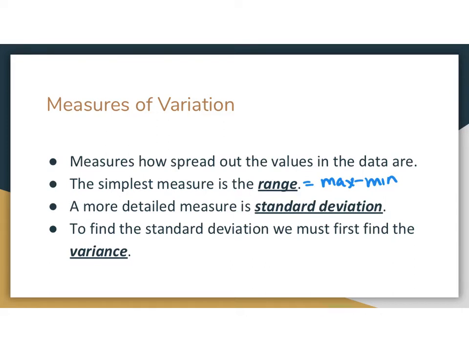And we're going to find the standard deviation through a process, and that process is going to involve us taking things and squaring. And when we square that standard deviation, we get what's called the variance. So we're going to talk about both those measures next.